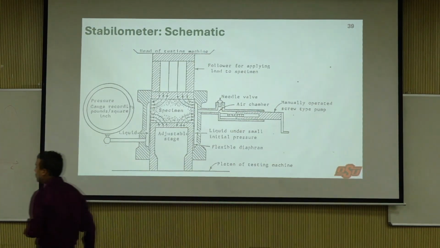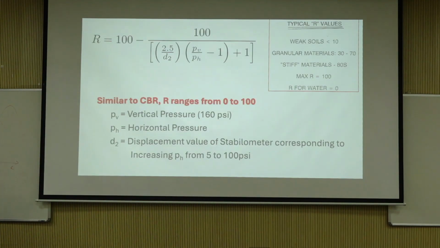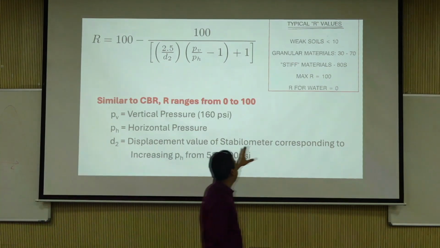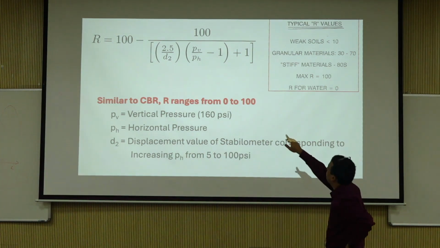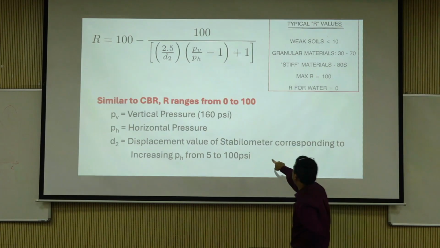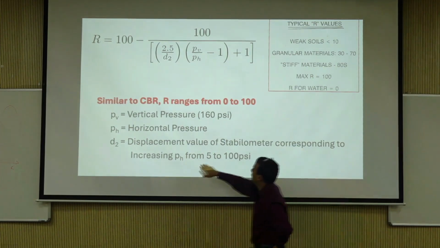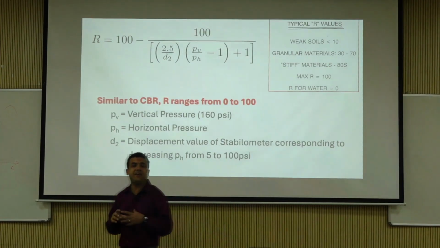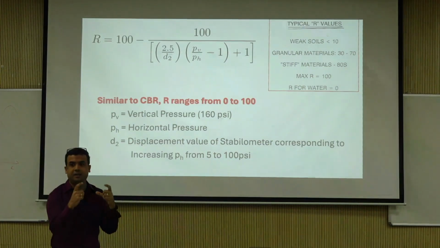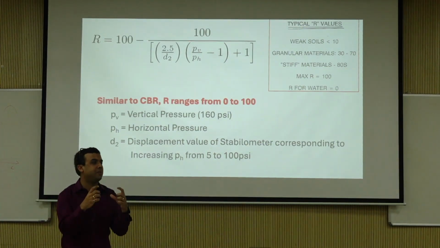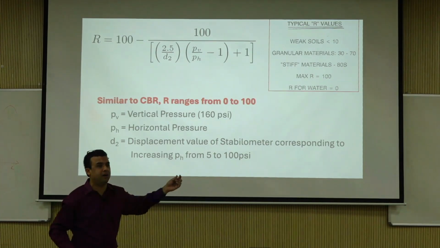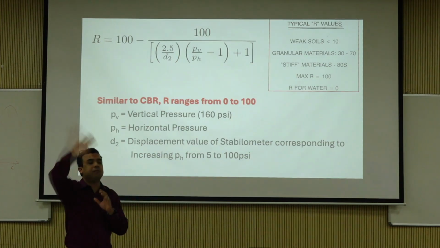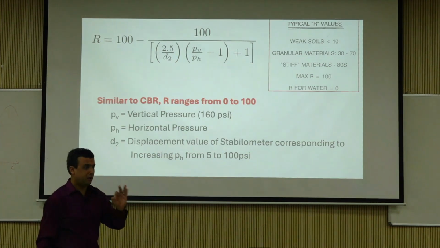right? So if you want to calculate the R value, this is the equation, okay? And what do you see here? Take a look at it. So think about it this way, folks. D2 is the displacement of the stabilometer corresponding from increasing horizontal pressure from 5 to 100 psi, right? So if it's a completely rigid material, to increase the pressure from 5 to 100, how much will be the displacement? Theoretically, full rigid. So what's the displacement? 0. So D2 is 0.